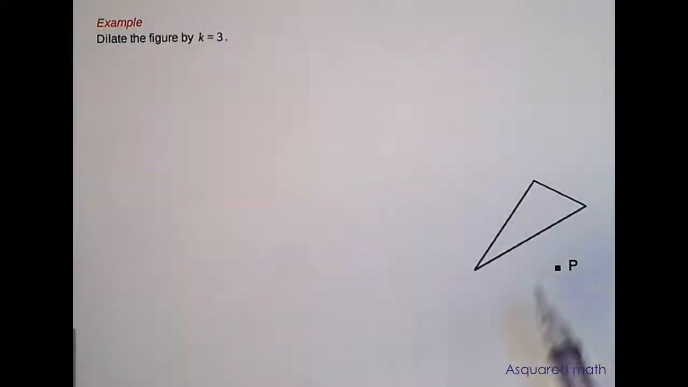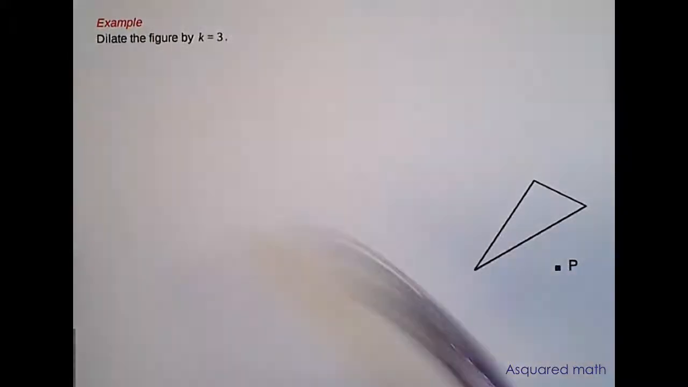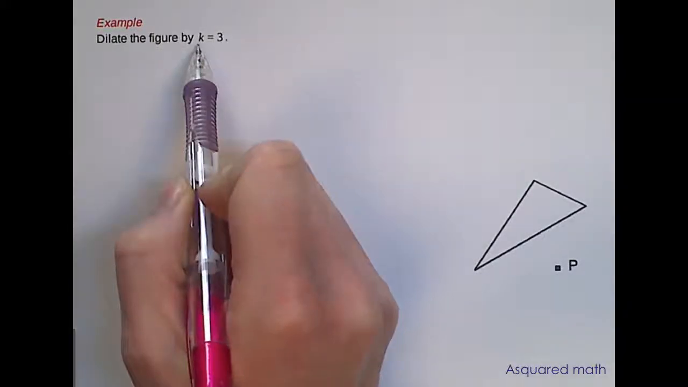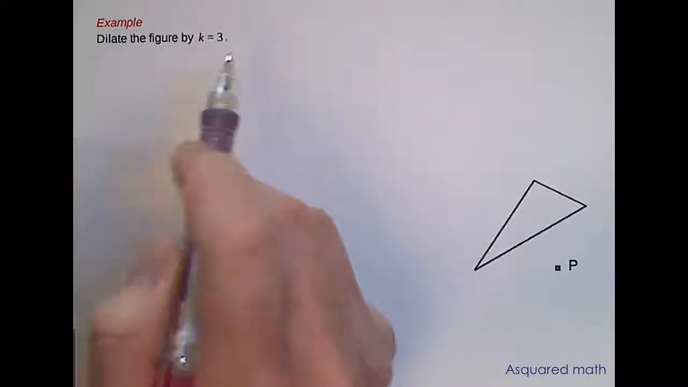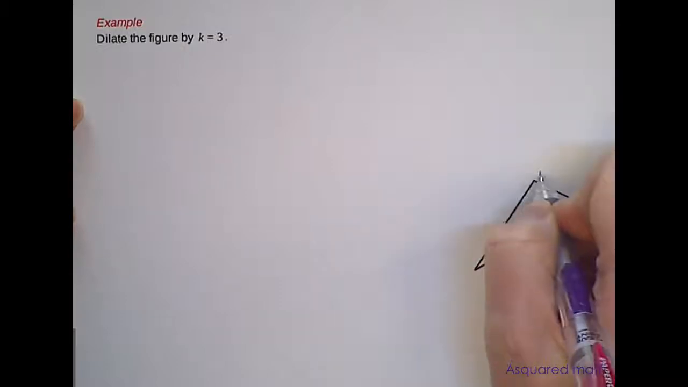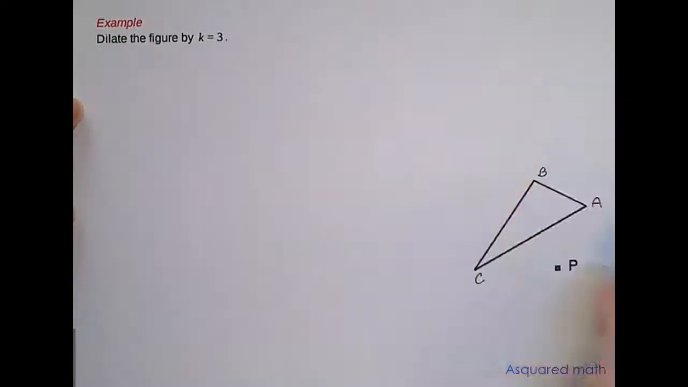And here we are going to work on dilating a figure with a scale factor of 3. If you remember, the K stands for scale factor. And because we're constructing, we need to use straight edges and compasses. So if you don't have that handy, you'll definitely want to get that. I'm going to label this triangle A, B, C, so we can talk about image and pre-image here. But this says scale factor of 3.